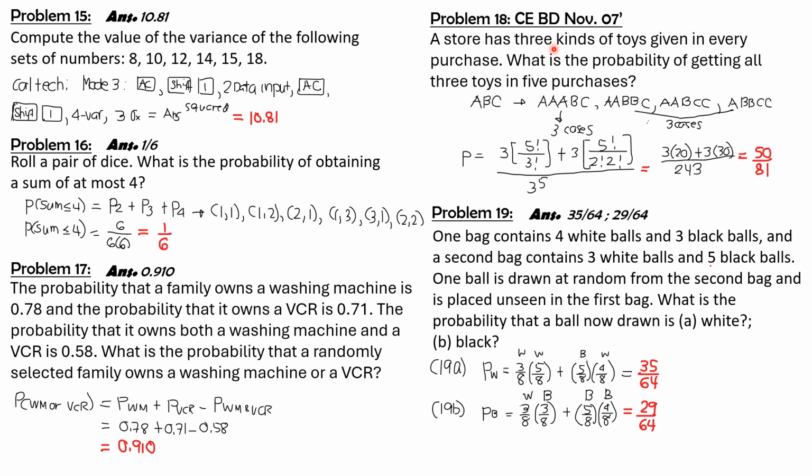18. A store has 3 kinds of toys given in every purchase. This came out in the board exam, CE board exam, November 2007. What is the probability of getting all 3 toys in 5 purchases? So these are the possibilities.